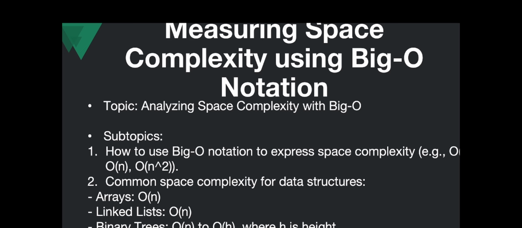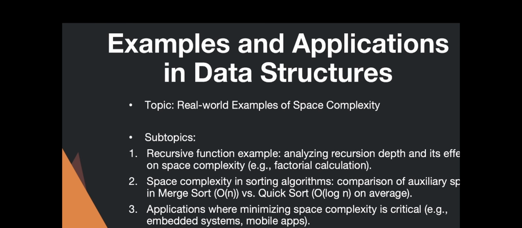Now, to make sense of all this, we use big O notation to quantify space complexity as a function of input size. Common space complexities include O(1) for algorithms with constant space like a simple loop, and O(n) for those that require memory to store inputs such as an array or linked list.